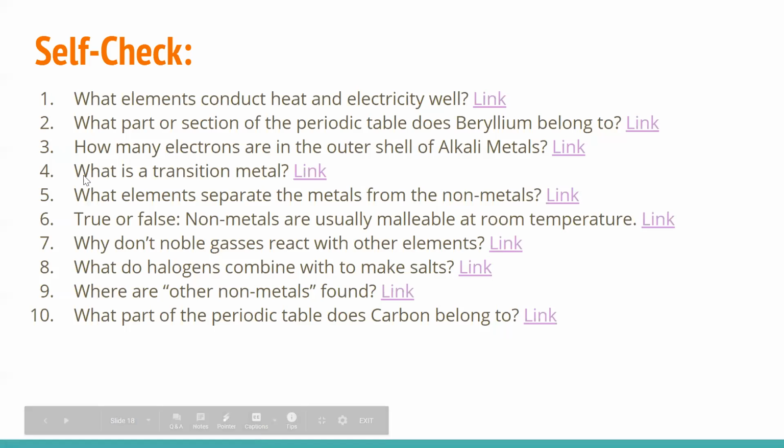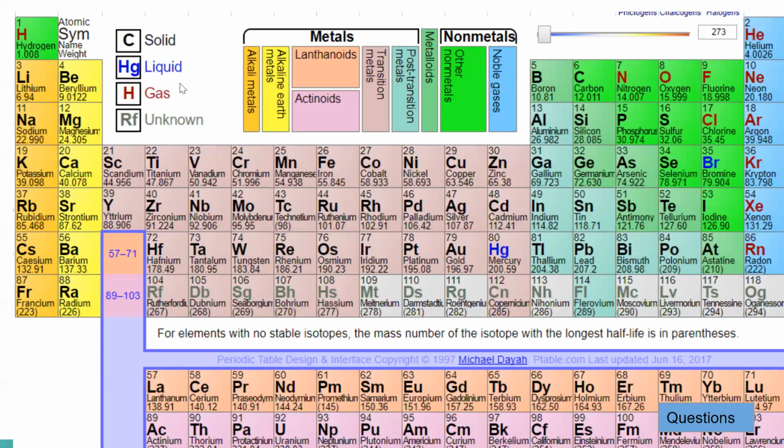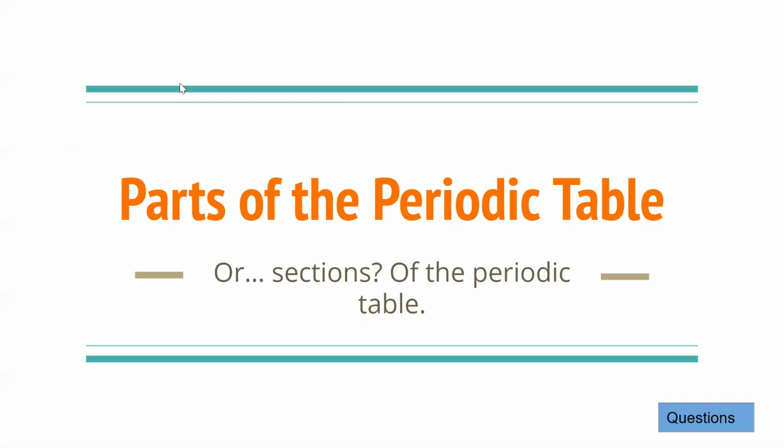Okay, so that is it for parts of the periodic table, or sections or chunks, groups of the periodic table, even though they're not all exactly the same thing as a group. Other nonmetals is not a group. Okay, so that's it for the parts of the periodic table. Hopefully some of that made some sense, and we will be able to do chemical bonds with what we've learned.